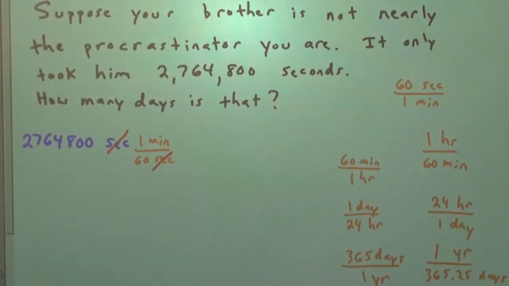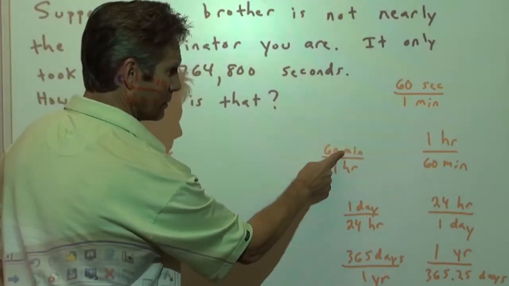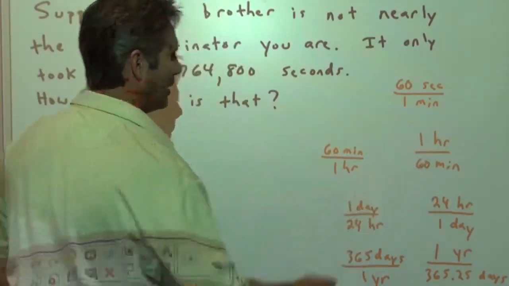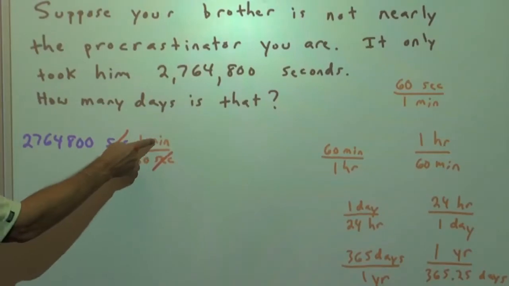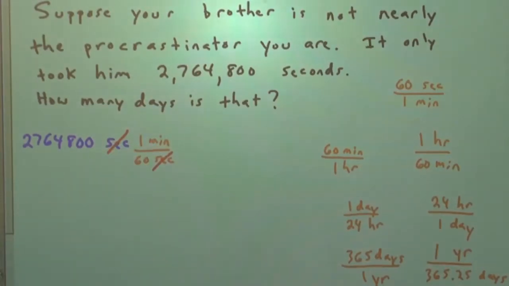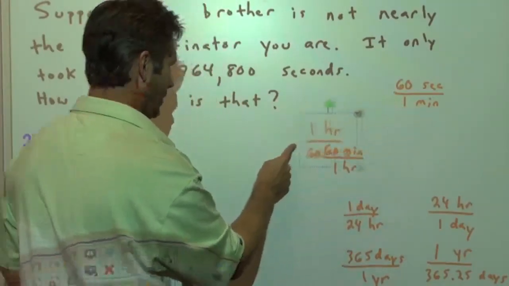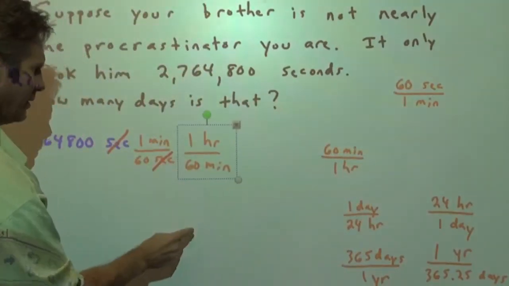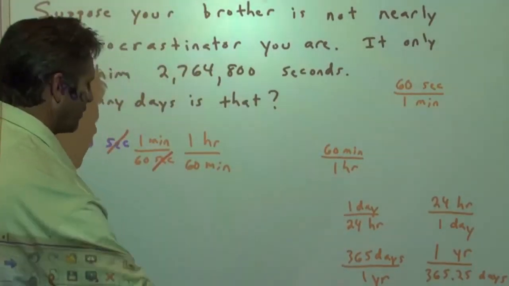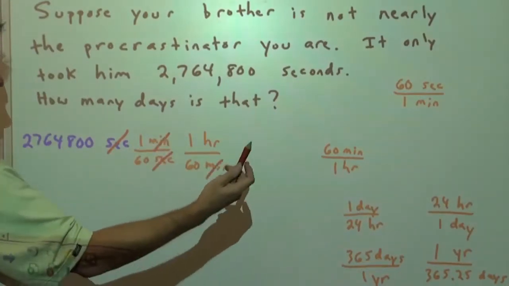Okay, now we got to convert minutes to hours. So it's either this guy or this guy. Which one's going to help us to cancel minutes that currently are sitting in the numerator? Well, by golly, it's this one right here. Okay, so now we get to cancel. A minute divided by a minute is 1.